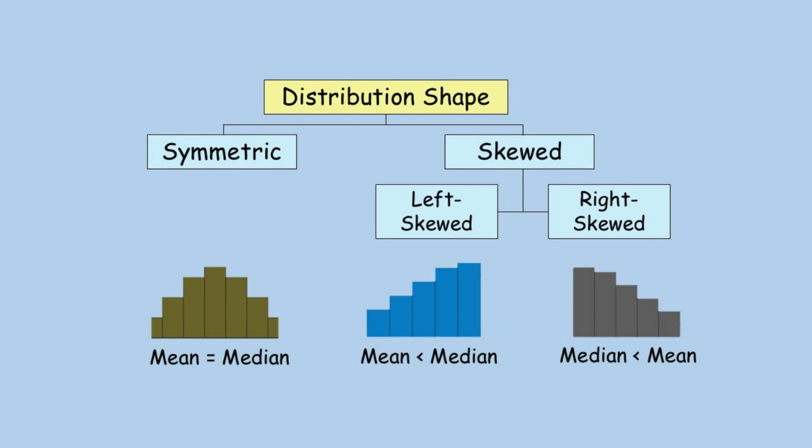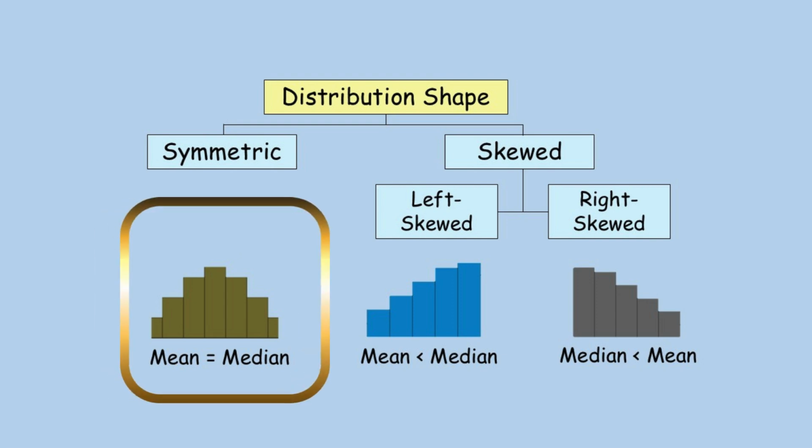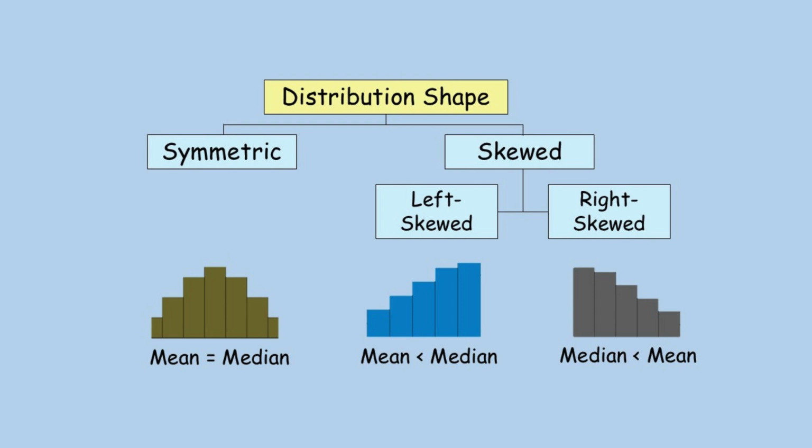Let's talk about distribution shapes and how they affect the relationship between the mean and median. Symmetric distribution. If a distribution is symmetric, it means the data is evenly spread around the center. This results in a bell-shaped curve where the mean and median are equal. You can think of it as a perfectly balanced dataset.